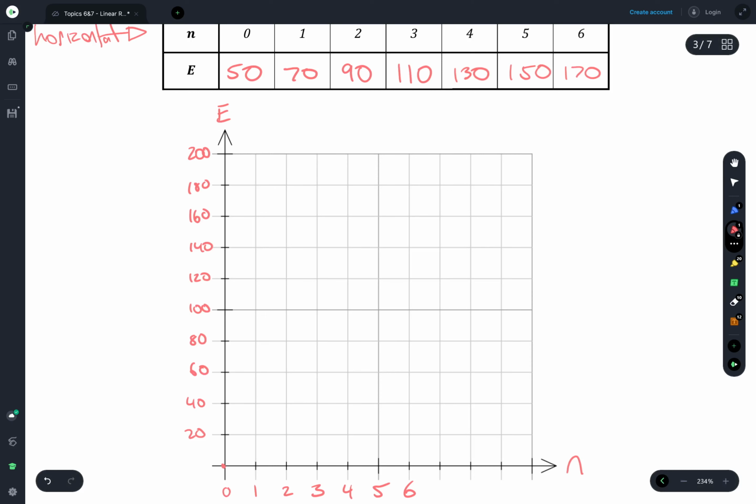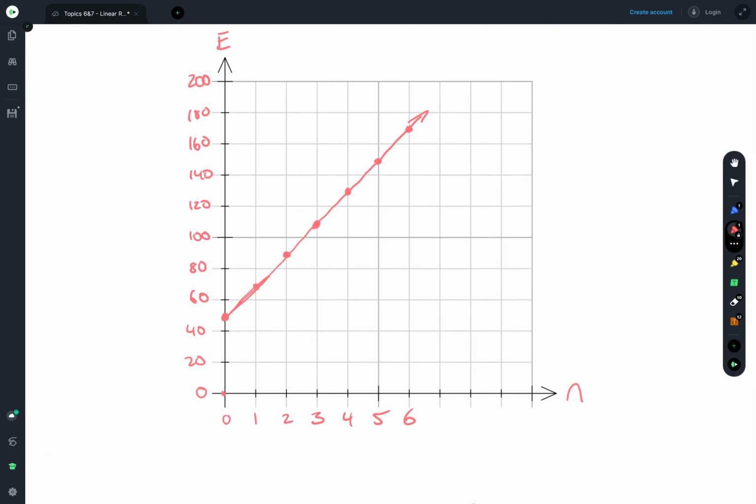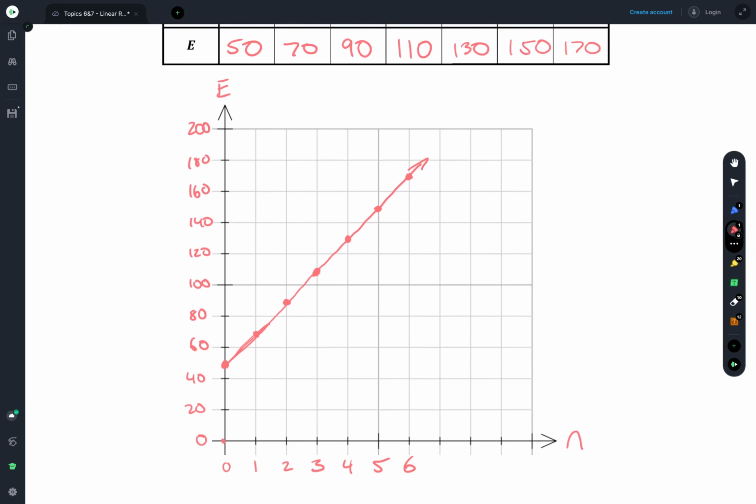So this is representing 0 and 0. So we have 0, 50, we have 1, 70, we have 2, 90, 3, 110. And you'll see, as I'm plotting these points, they are forming a straight line, as they should. These are linear relationships, and linear, as we know, means it's going to create a straight line. Now, of course, in a test, you should be using a ruler, but I'm not able to use a ruler whilst making this video. But you must be using a ruler. But we get a line looking like that.